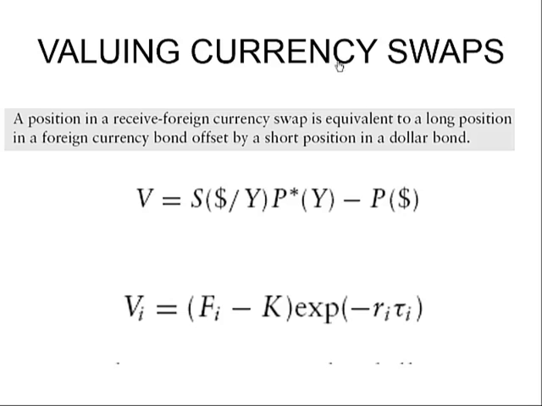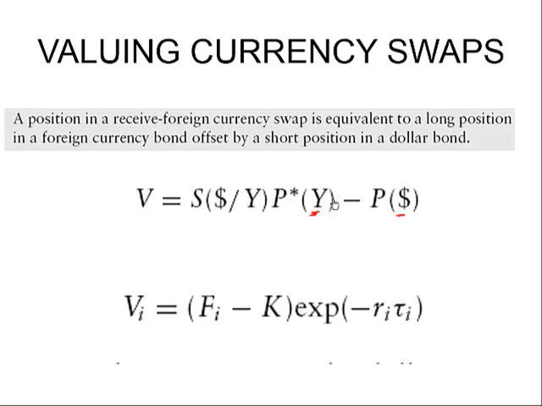Now guys, the method of valuing currency swaps is very similar to valuing plain vanilla interest rate swaps. So you will either be a yen receiver or a yen payer. If you are a yen receiver, you are automatically a dollar payer. So you are long a yen bond and short a dollar bond. Other way around, you would be long a dollar bond and short a yen bond. Could be fixed or could be floating. But you will be long one currency bond and short another currency bond.